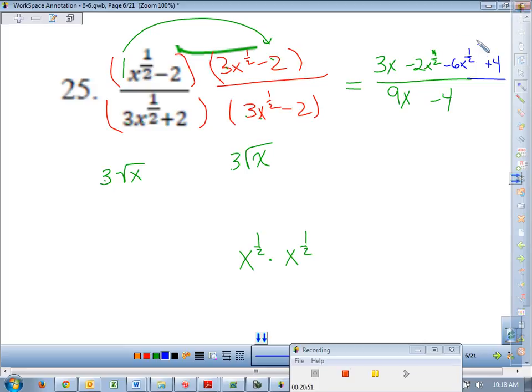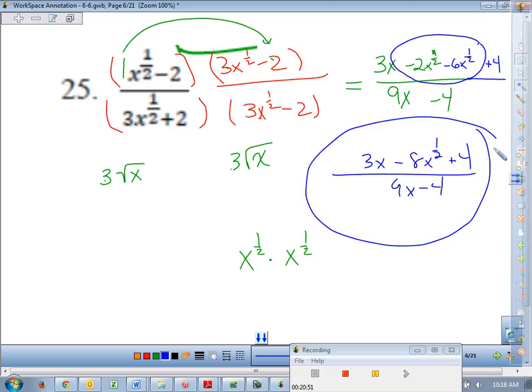Any like terms here? Any like terms there at all? So how about 3x minus 8x to the 1/2 plus 4 over 9x minus 4 for a final. We don't need to restrict our domain or anything like that. You don't have to say x is not equal to 4/9. This is not an equation that we're solving or anything like that. It's not a graph that we're graphing. We are just simplifying an expression right here.